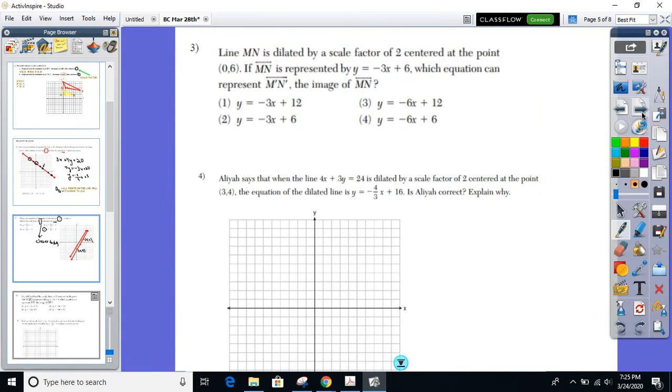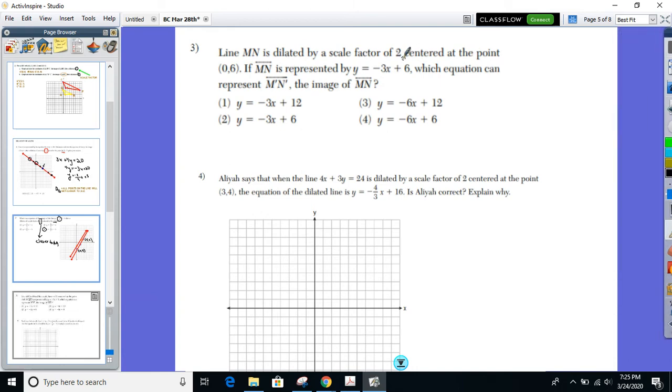Here we go. So I got line MN dilated by a scale factor of 2, so that tells me the points are getting further away. Centered at a point 0, 6. Okay, the lights better go on here that it's not the origin, so something's happening here. And MN, this line we're going to dilate, is y = -3x + 6. Which equation can represent M prime N prime? All right, so because I'm not dilating around the origin, something's going on.